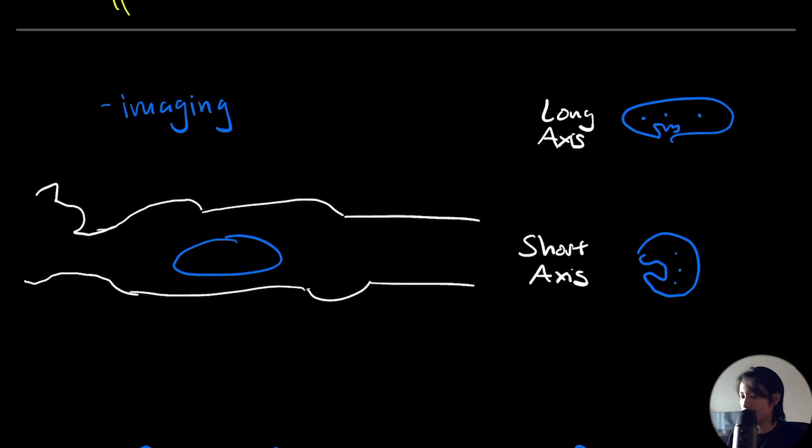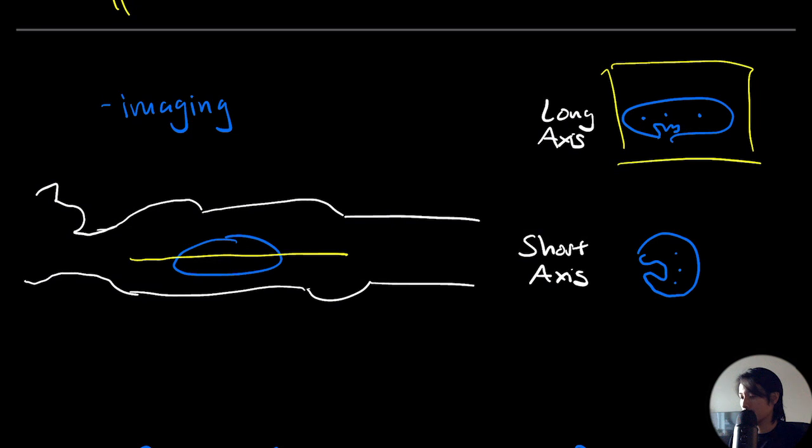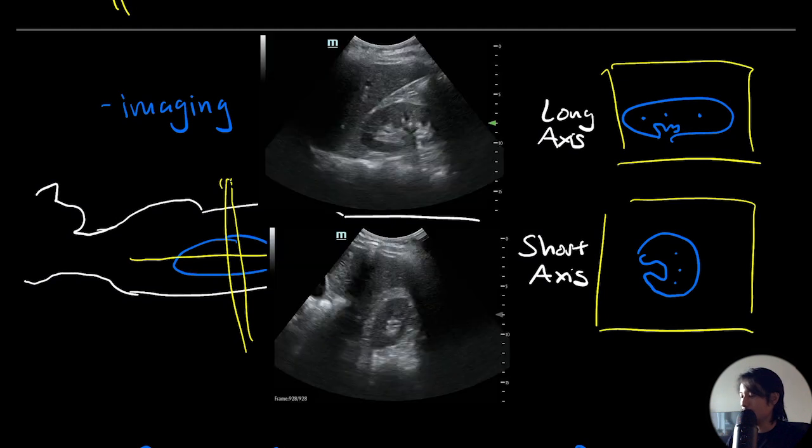and short axis. So you can imagine if we're holding our ultrasound probe in this direction, the coronal direction, we're going to create what's called a long axis image. And if we hold it more in a transverse orientation, where the probe is going towards the ceiling and towards the floor, we're going to create a short axis orientation. And here are some ultrasound examples of that: long axis and short axis.